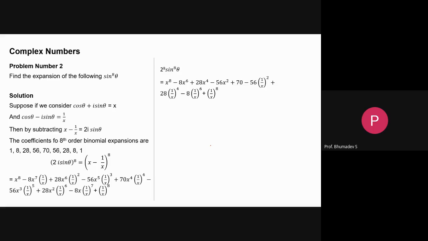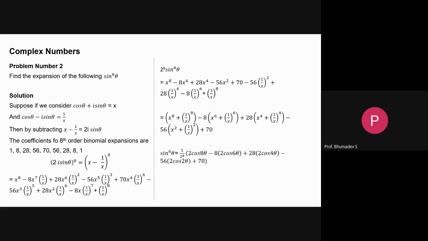As we have seen in the previous sum, the same way here also we have to group the terms of the like power of x and 1 upon x, which is x to the power of 8 plus 1 upon x to the power of 8, should be grouped together. If you are observing, the corresponding coefficients are also same. So minus 8 into x to the power of 6 plus 1 upon x raised to 6 plus 28 into x to the power of 4 plus 1 upon x raised to 4 minus 56 into x square plus 1 upon x square plus 70. But we need to find the expansion of sine to the power of 8 theta. That's how we have done in the previous sum.